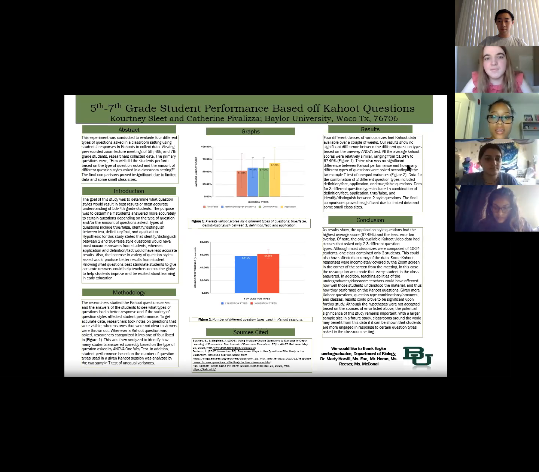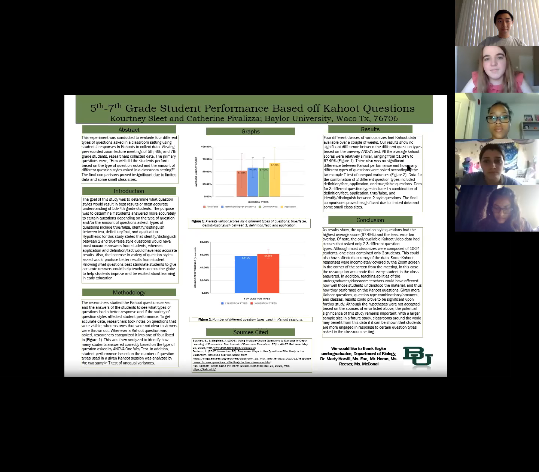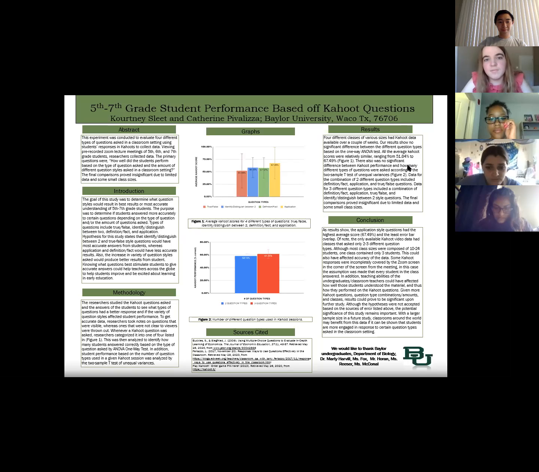So we have two main questions that we were looking at for this experiment. The first question is, how well do 5th to 7th grade students perform based off of the type of questions asked during a Kahoot session? As you can see in figure 1, we looked at 4 different types: true and false, identify and distinguish between two, which is comparing and contrasting between two objects, definition in fact, and application. Our second main question was, how well do these students perform based off of the amount of questions asked in the classroom setting?